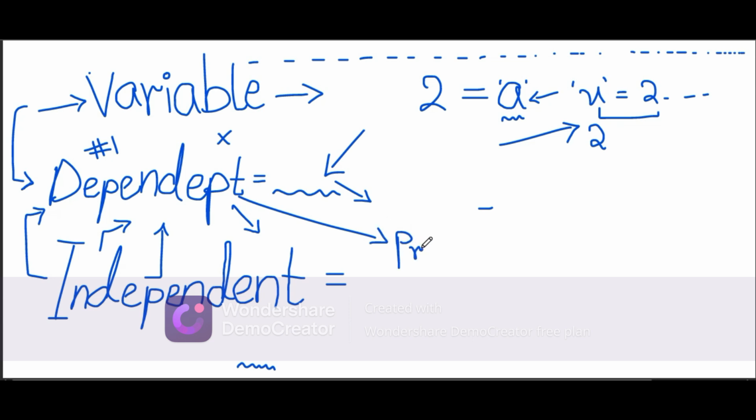Okay, I'll just write prior, x, exponent. Perfect. So that was how dependent and independent variables work.